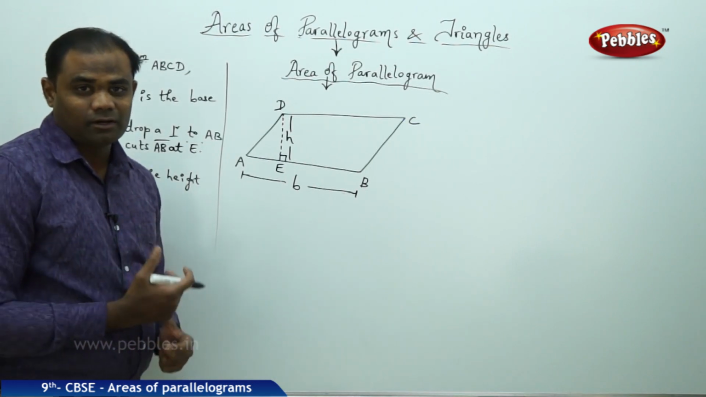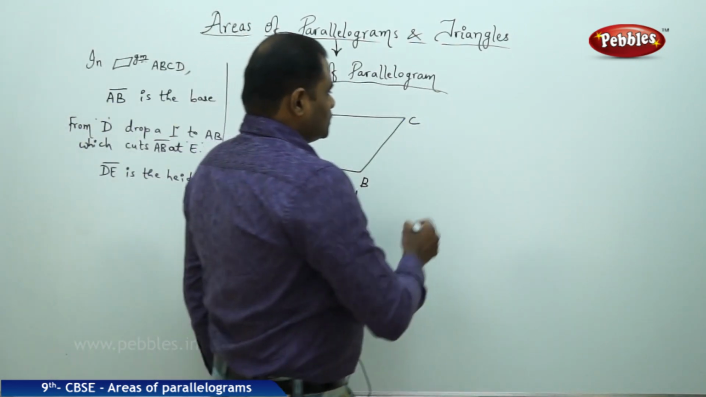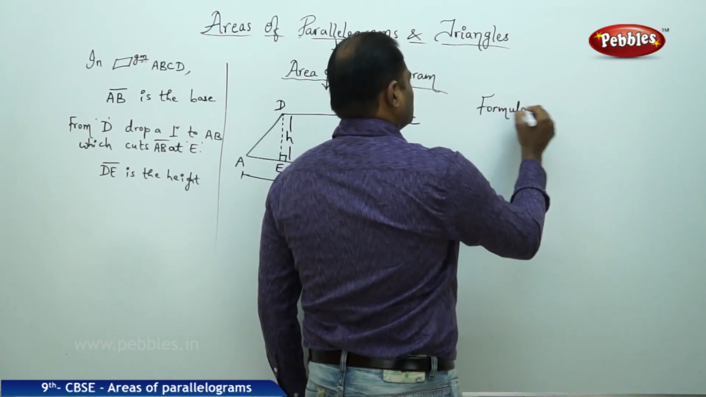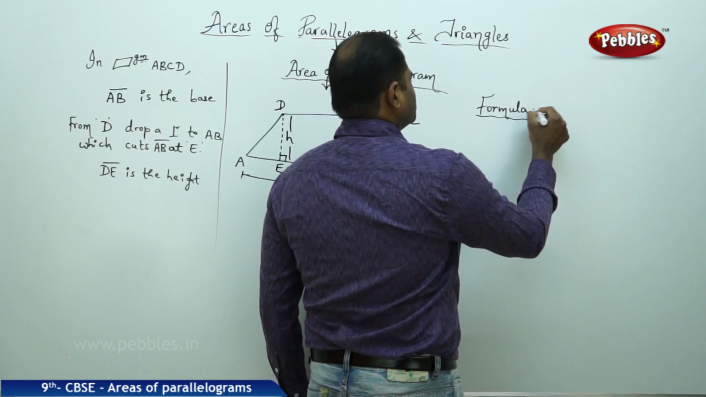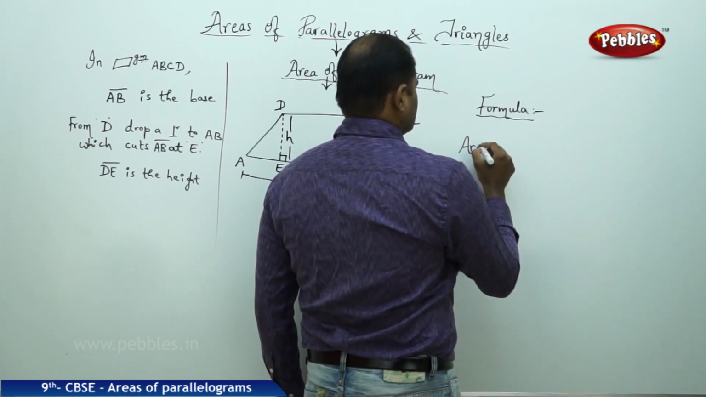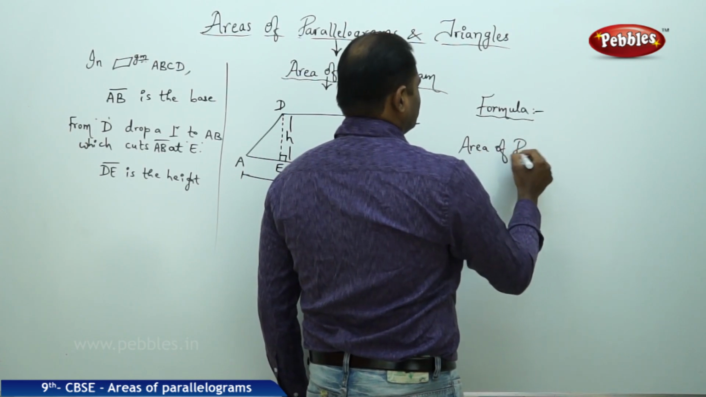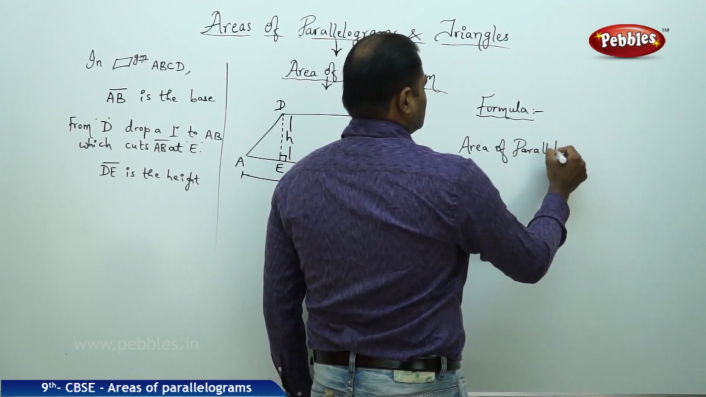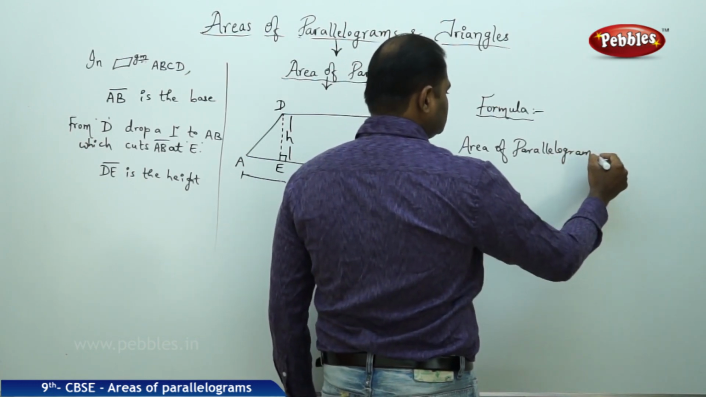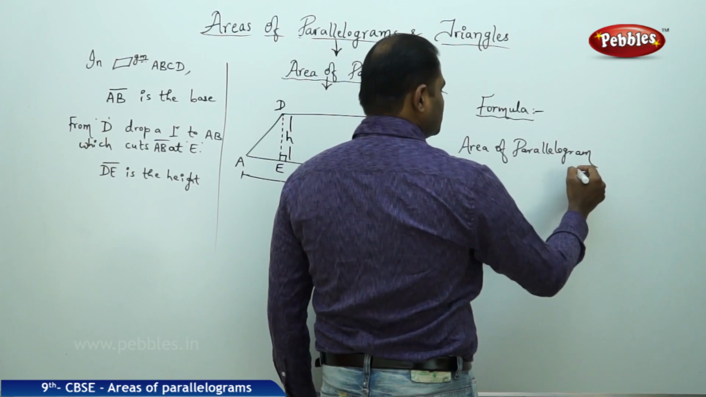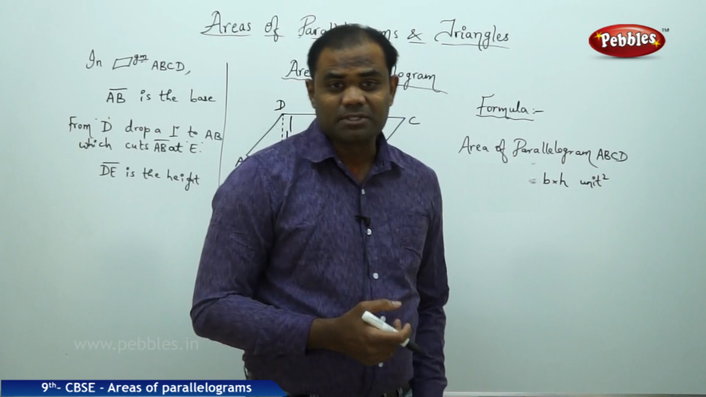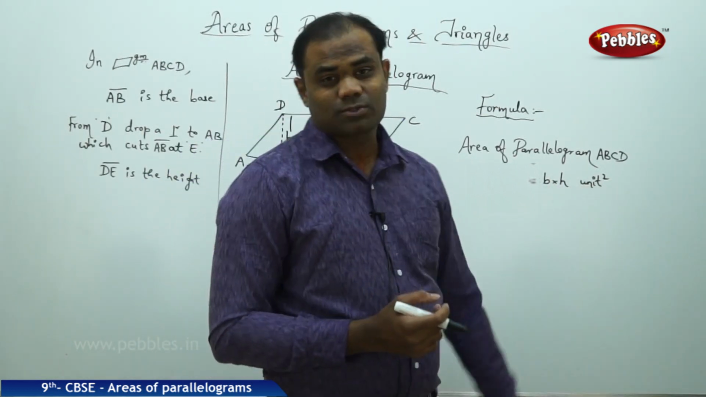Now let's see the area of the parallelogram. Here we have a formula which says area of parallelogram ABCD. It can be meter square, it can be centimeter square, it can be kilometer square.